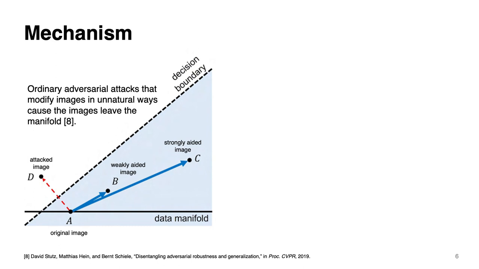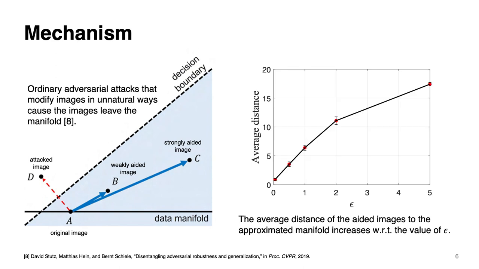The difference between B and C is that strong-aided images like C will be located further away from the data manifold than weakly-aided images like B. This explanation is supported by this graph, which shows the average distance of the aided images from the manifold. It is clearly observed that the distance to the manifold increases with epsilon, which supports our explanation of the amicable aid. With basic definitions and mechanisms explained, we now extend the amicable aid to universal amicable aid.